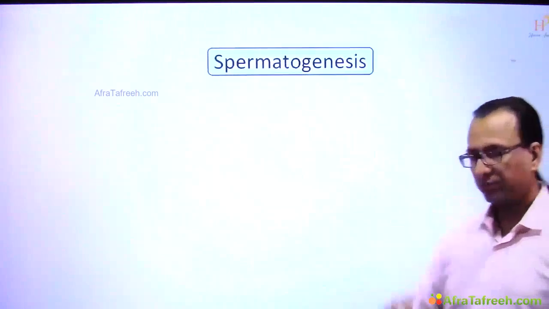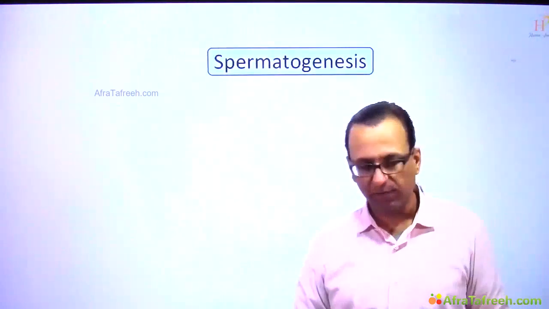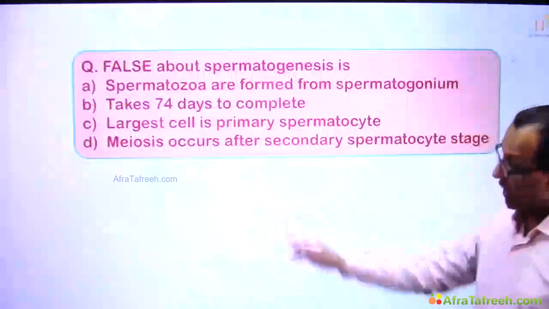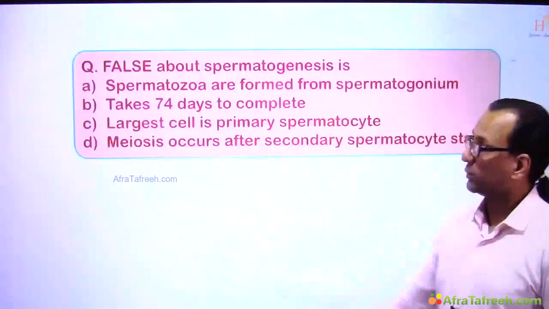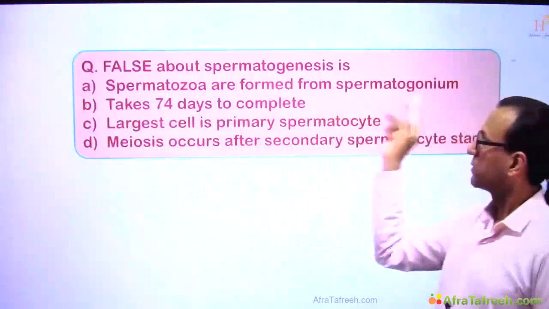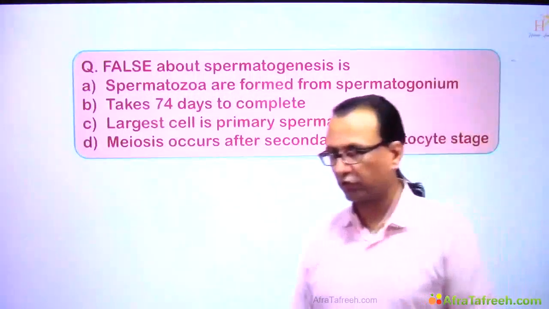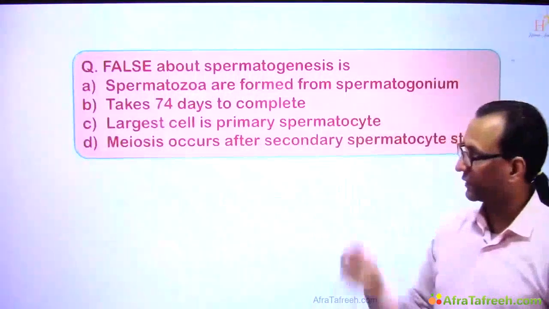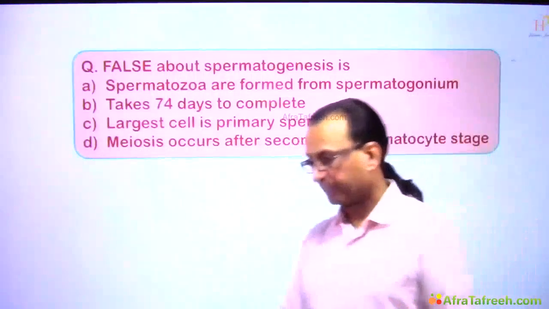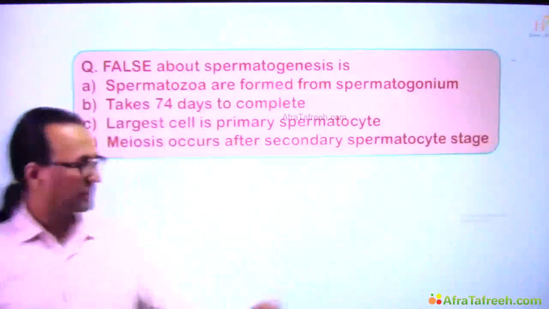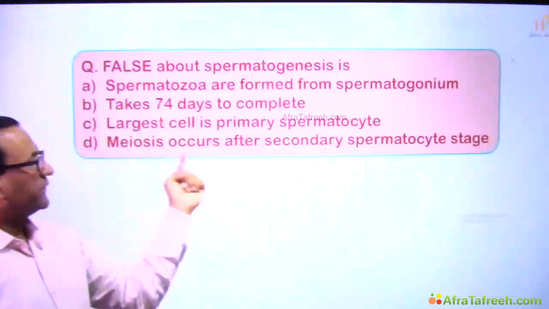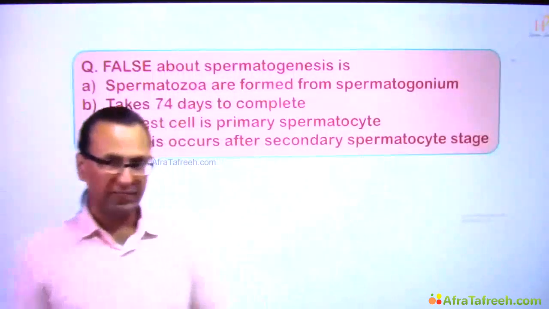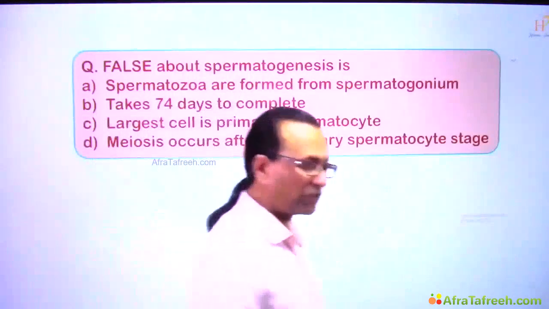Now let us briefly look at the male process, spermatogenesis. You notice a question. What is the false statement about spermatogenesis? Spermatozoa are formed from the spermatogonium. Yeah, of course, taking 74 days. Yeah, that is correct. Which is the largest cell? You will find that yes, the largest cell is the primary spermatocyte, but if you say meiosis occurs in the secondary spermatocyte stage, that is not correct.